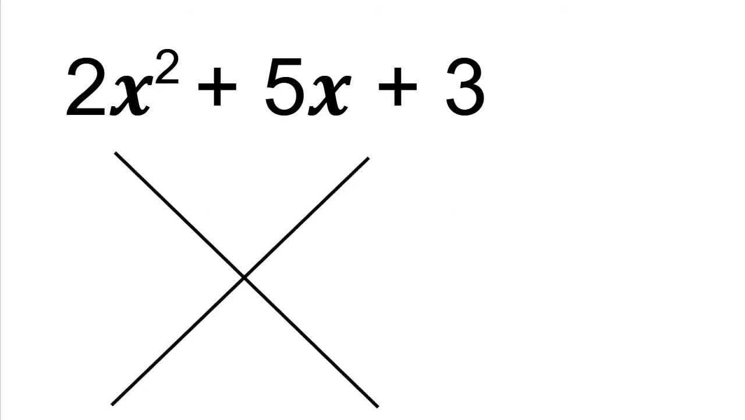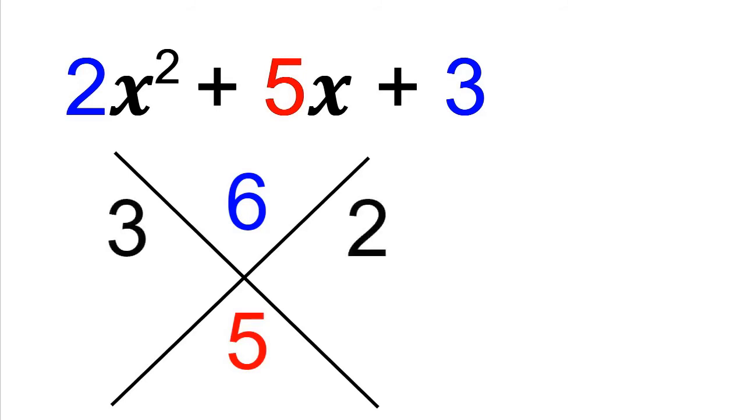So in order for us to do this, we take the two numbers at the end, the number attached to the coefficient of x squared, and the number that doesn't have a variable after it, and we multiply them together. So in this case, 3 times 2 is 6. Then we take the number in the middle, which in this case is 5, and we put it at the bottom. Now we're trying to figure out two numbers that multiply to 6 and add to 5. So in this case, those two numbers are 3 and 2. 3 times 2 is 6, 3 plus 2 is 5.